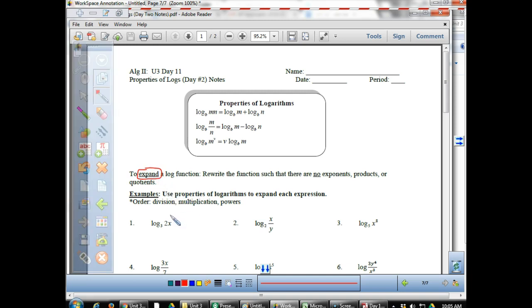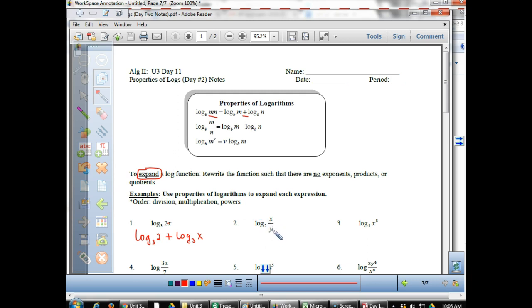So expanding is when you want to break apart the log that's given to you into as many logs as necessary. So here, what we have going on is 2 is being multiplied by x. And I'm going to basically undo this multiplication using addition. So remember that multiplication goes with addition. I'm going to break this apart as log base 3 of 2 plus log base 3 of x. So it has been expanded, and that's all we need to do. In this particular problem, there's only one thing to deal with, and that was the multiplication.